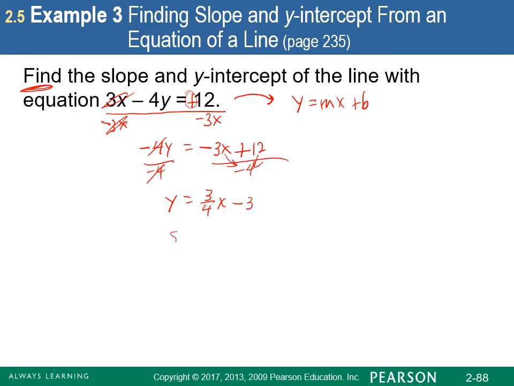So the slope is 3/4, the number on the front of the x. And the y-intercept is negative 3, the number at the end.